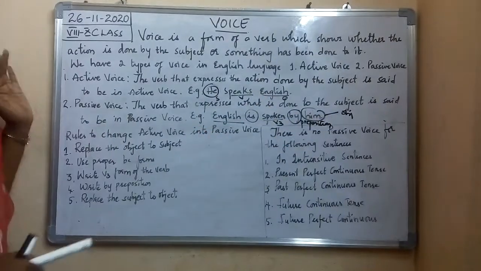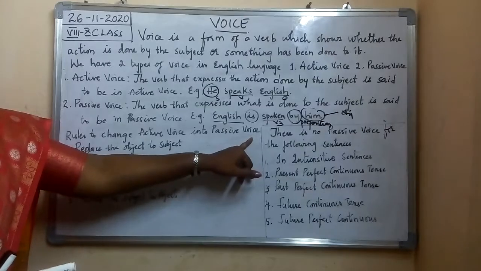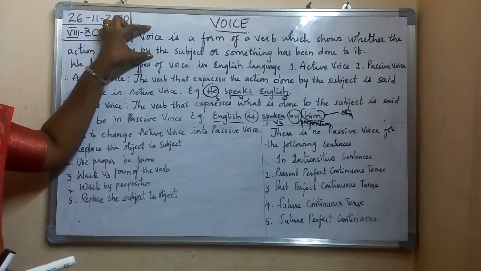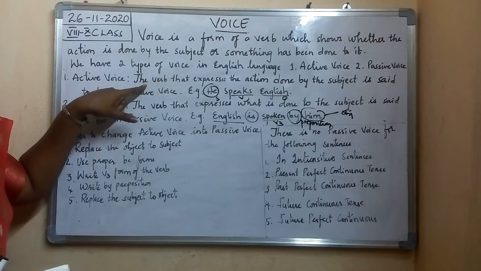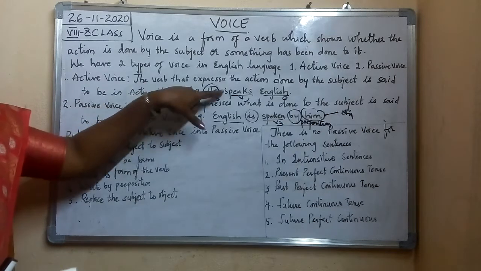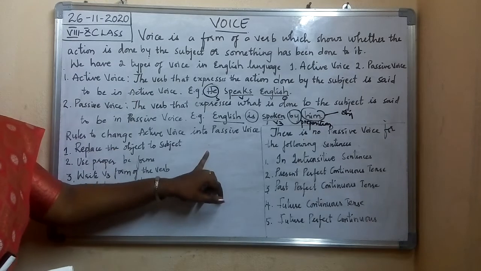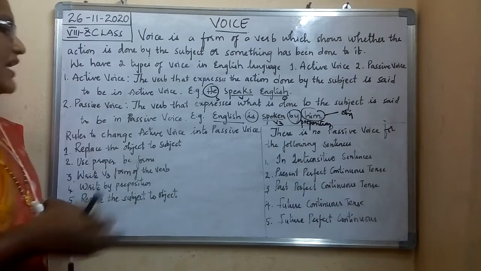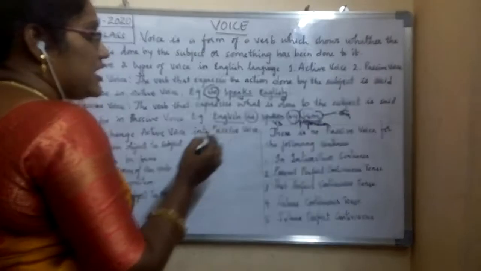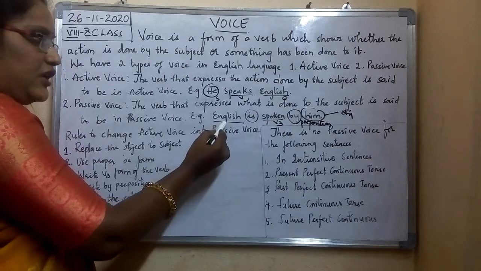Okay. Now rules to change active voice into passive voice. Now we have seen what is voice, how many types of voice we have, and what is active voice, what is passive voice along with the examples. So now here rules to change active voice into passive voice. So first rule you see. Replace the object to subject. Now object we have replaced into subject. This is the first rule.